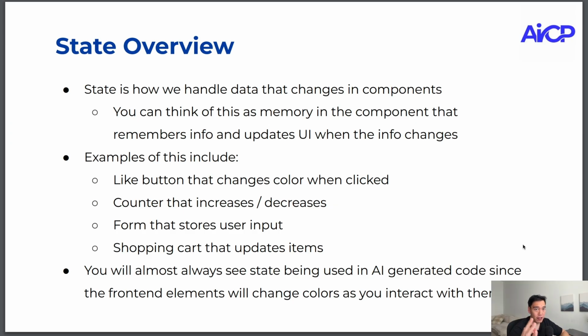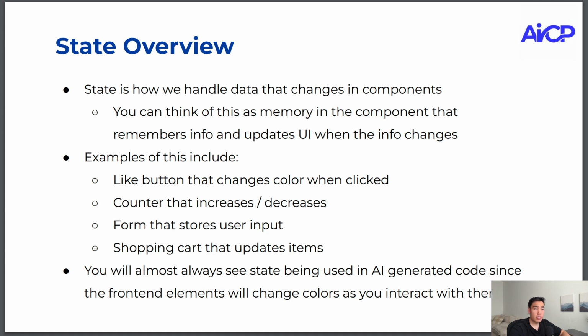Now let's go over the third core component of React, which is state. State is how we handle data that changes within components. Basically you can think of state as the memory within your component. So it remembers info and updates the UI when the info changes. An example of this is a like button that changes color when it's clicked, a counter that increases or decreases, a form that stores user inputs, and a shopping cart that updates items.